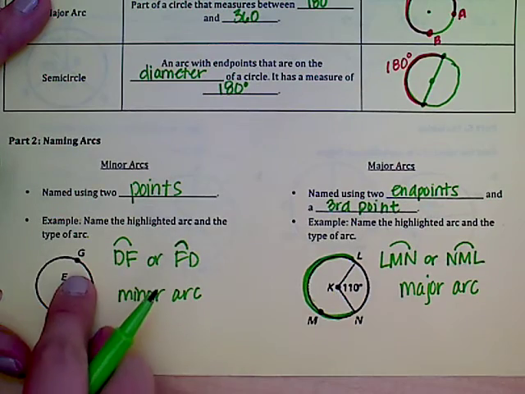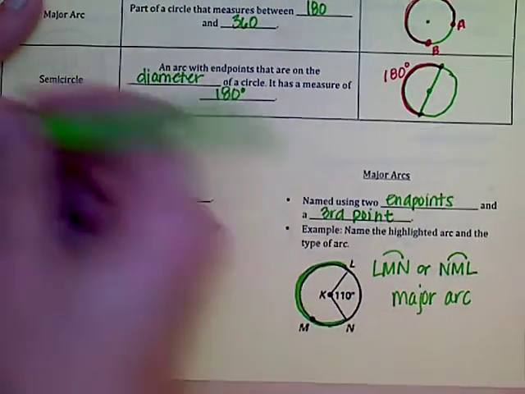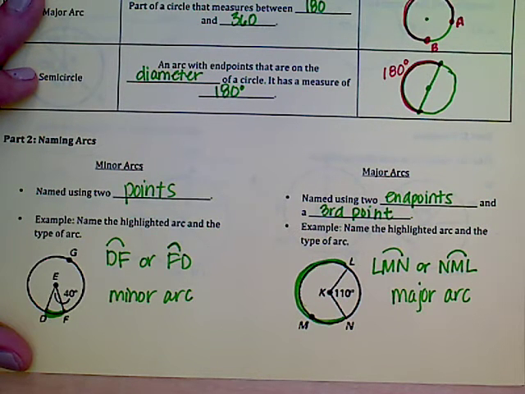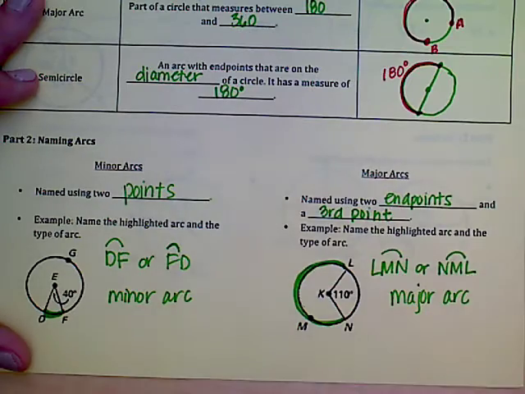So minor arc, you use 2 points. Major arc, you use 3. Sometimes with a major arc, you don't have a choice. Maybe there's a point that's missing. You might have to use 2, but 99% of the time you're going to be using 3.